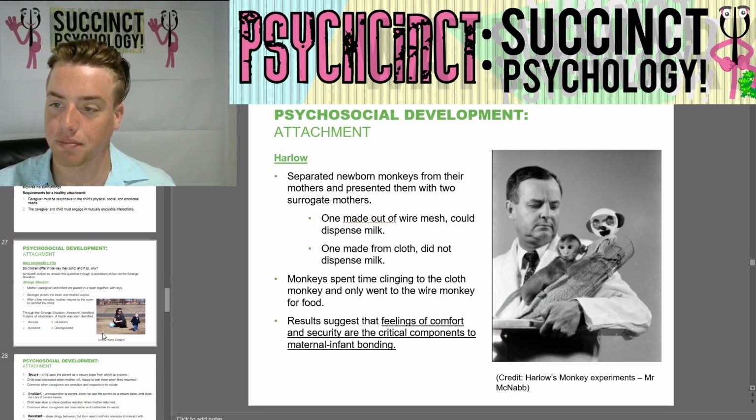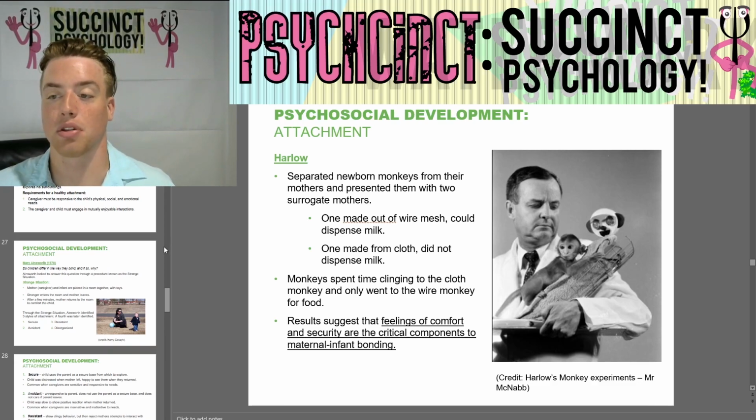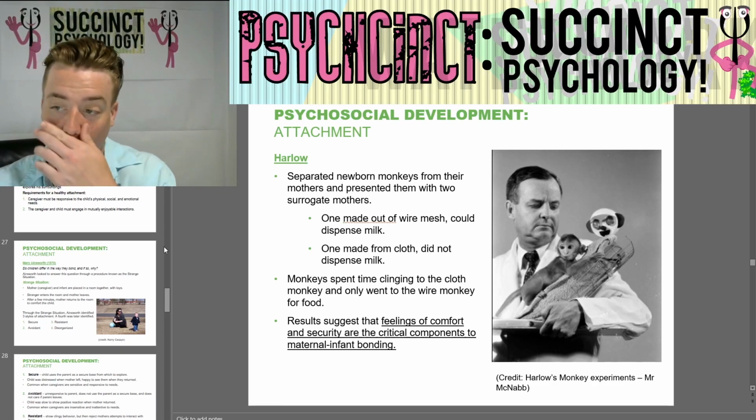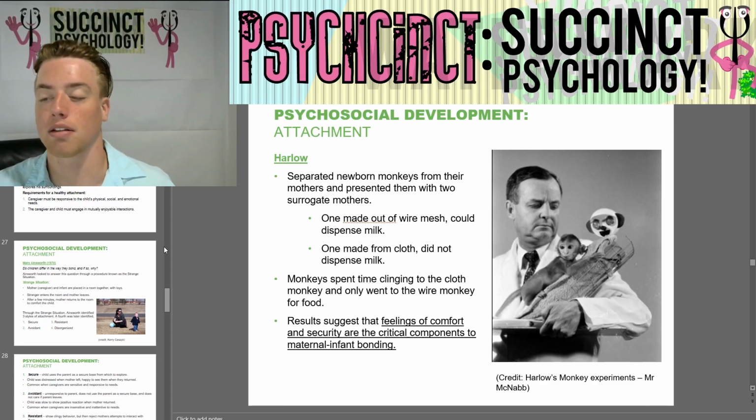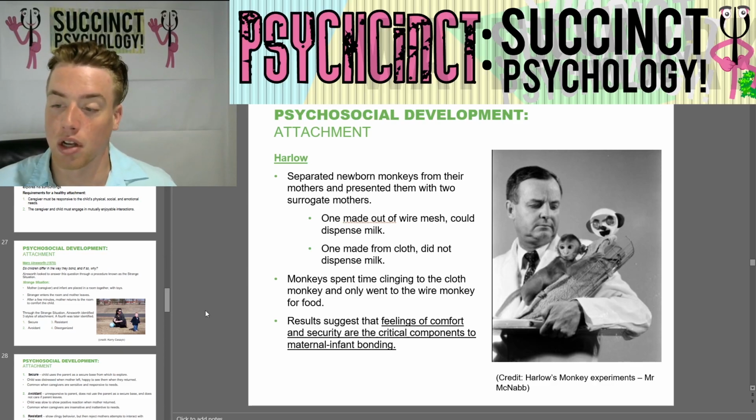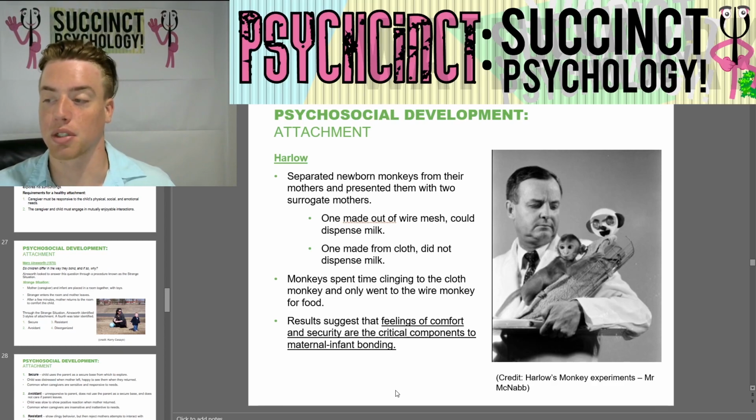So, attachment. Harlow separated newborn monkeys from their mothers and presented them with 2 surrogate mothers. One made out of wire mesh and could dispense milk. One made from cloth did not dispense milk. Monkeys spent time clinging to the cloth monkey and only went to the wire monkey for food. Results suggest that feelings of comfort and security are the critical components to maternal-infant bonding.